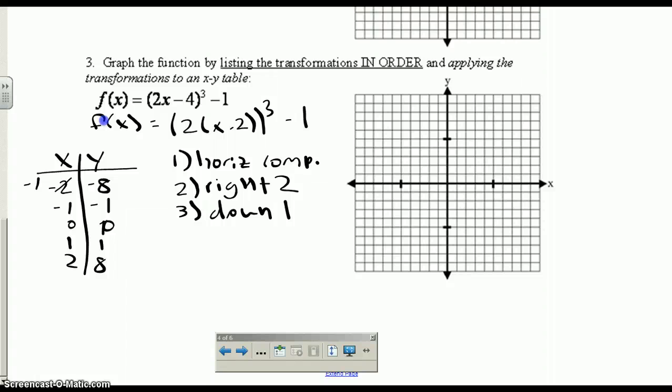So I'm going to divide that by 2, give me -1, -1/2, still 0, 1/2, and 1. Now I'm going to move to the right 2, so all my x values I'm going to add 2. So I have 1, 3/2, 2, 5/2, and then 3. And now down 1, so I'm going to go down 1 for each one of my y values.